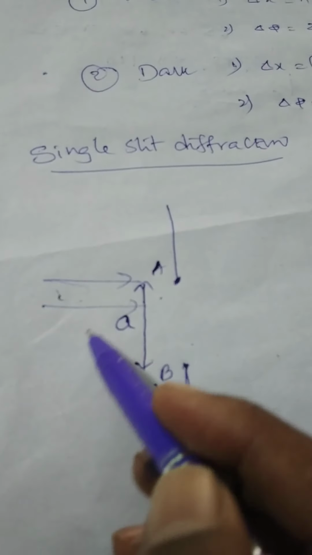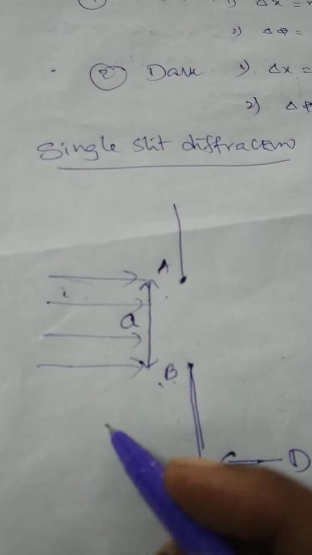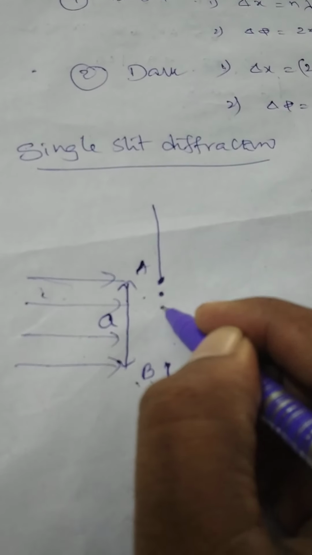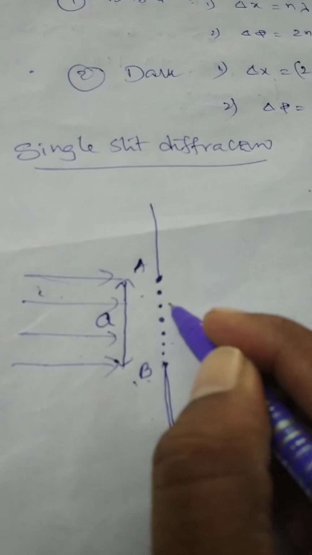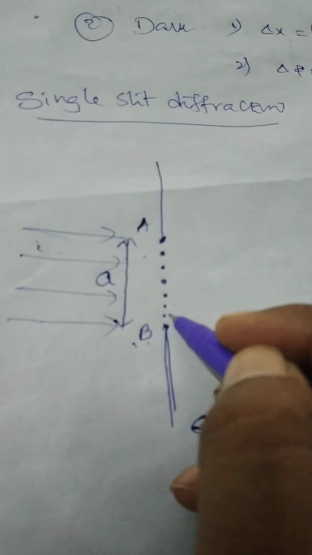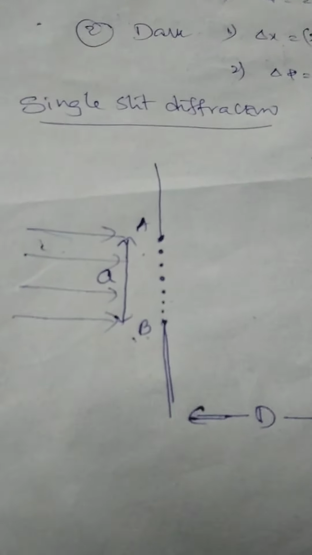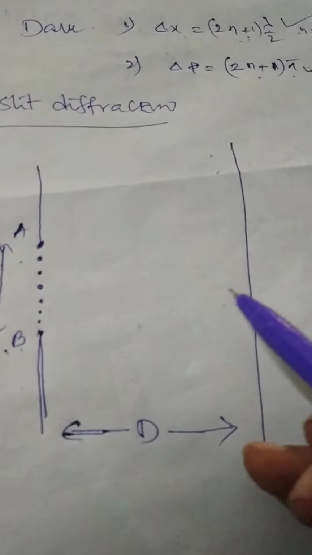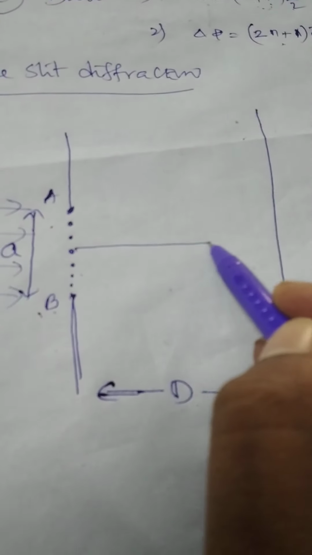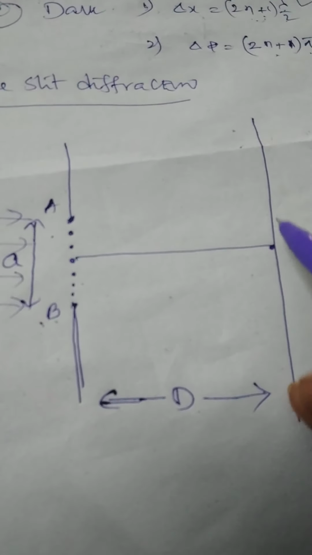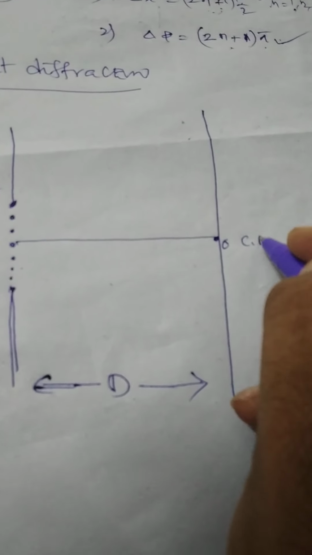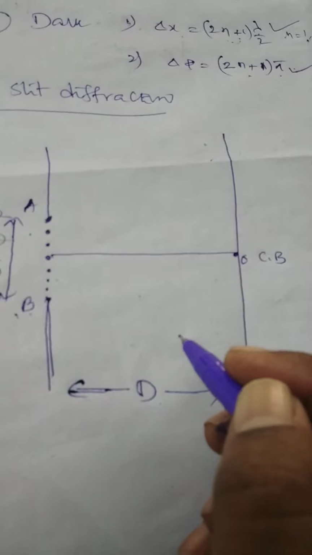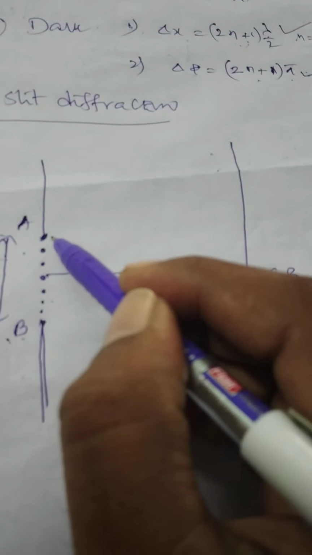Suppose a parallel beam of light is made to be incident on the slit. It is a parallel beam of light. Let us consider some more points between A and B. Each and every point on the wavefront acts as the source of secondary wavelets according to Huygens principle. On the screen, a line is drawn perpendicularly from the center of AB. So at the point O, a central bright band is formed.